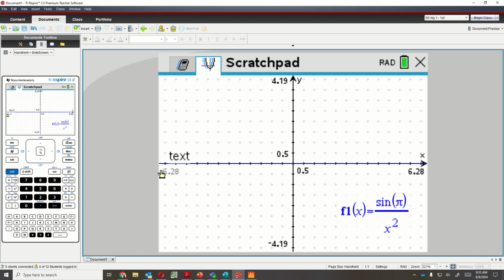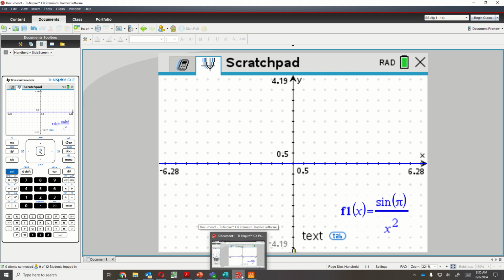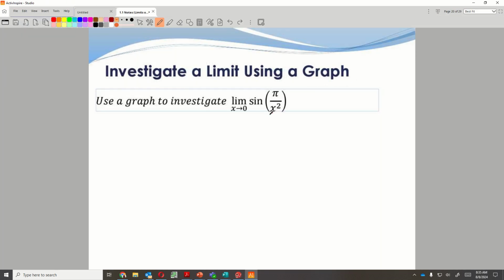Trig window goes to negative pi over 2. Yes. Do what? You did the equation wrong. I did the equation wrong? Sine's supposed to be on the outside. Sine of, you're right. Dang it. See, someone's paying attention too. Sine of pi over x squared. Dang it, man.